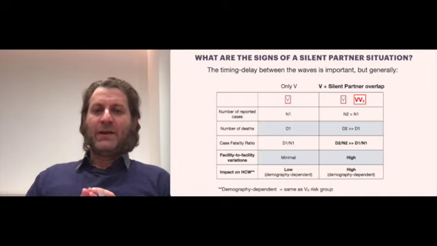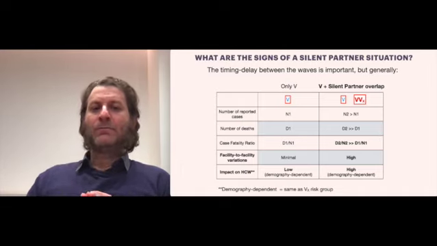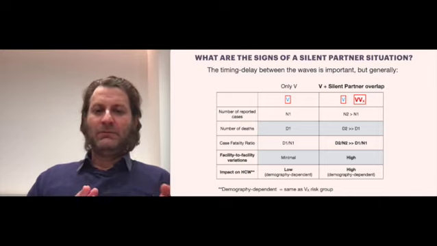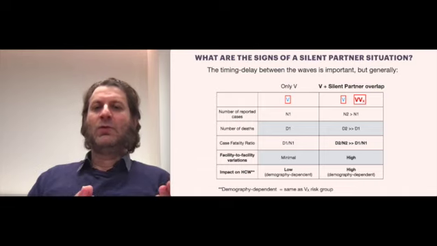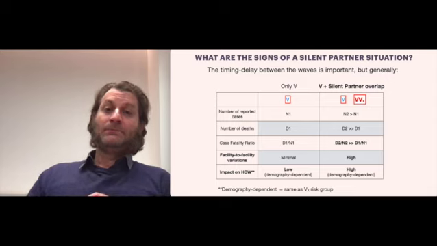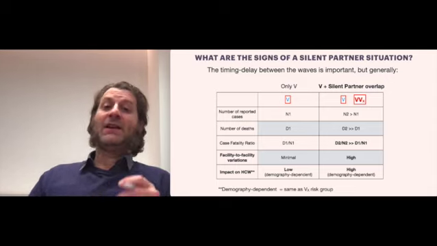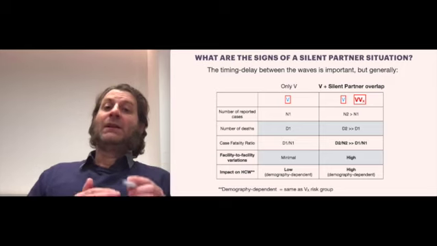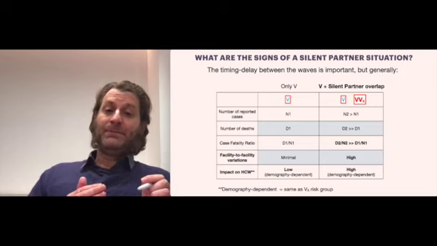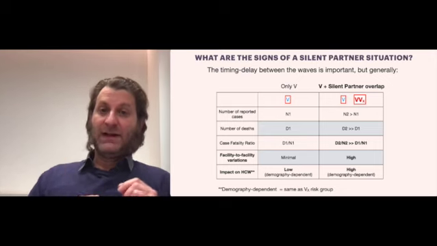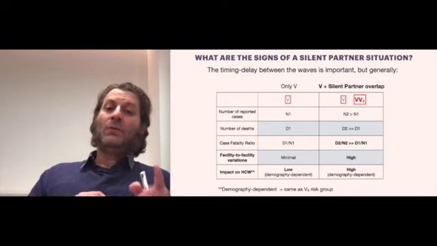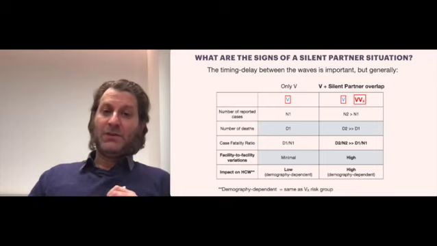When V overlaps with a silent partner, Vx, we're going to have more cases because Vx causes more morbidity in the population. It's going to send more people to the hospital, which means that we're going to have a lot more deaths. So the number of cases is going to be larger. The number of deaths is going to be much larger. And the case fatality ratio, when Vx is present, is going to be much, much higher than when only V is present.